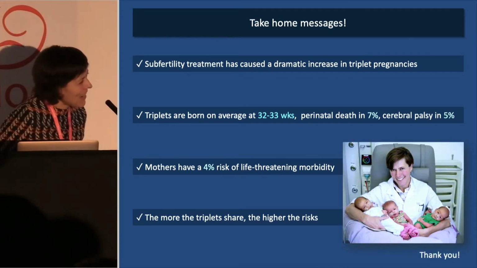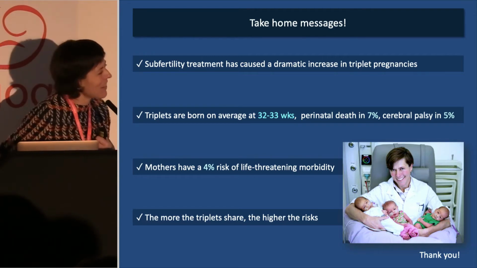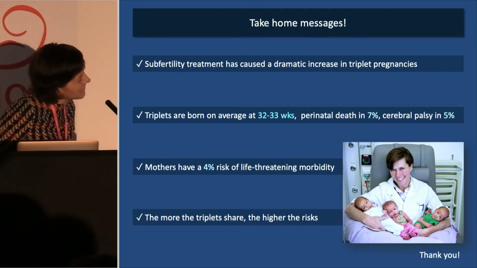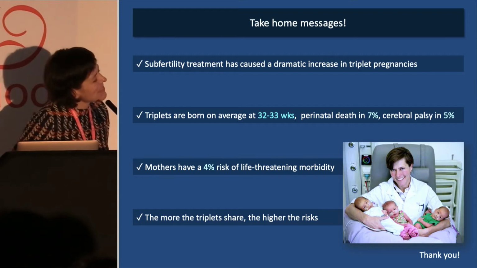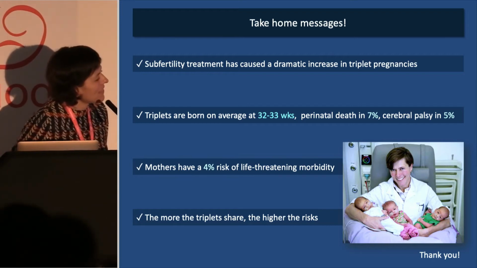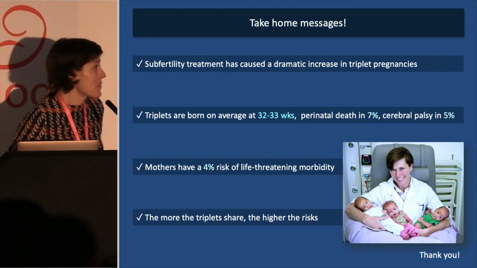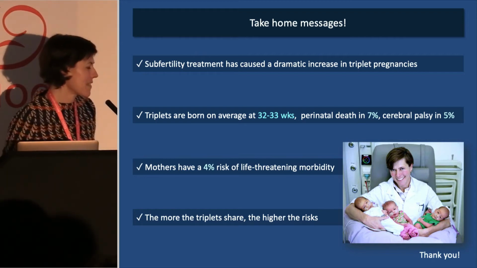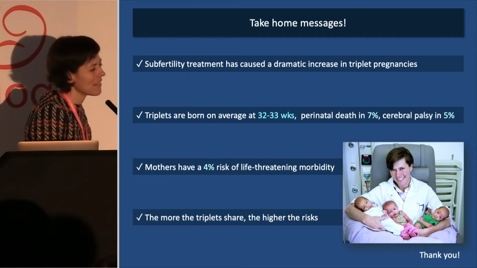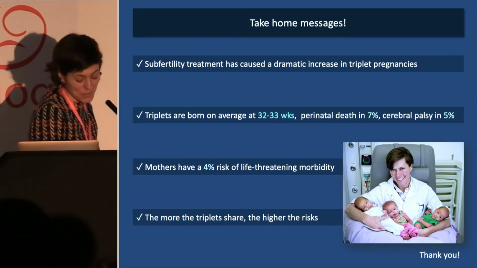But it remains very nice. These are not mine. These are triplets from one of my patients. It was a dichorionic triamniotic triplet, one girl and 2 boys. It remains very nice if you can guide this pregnancy towards a healthy mom and 3 healthy babies. Thank you.